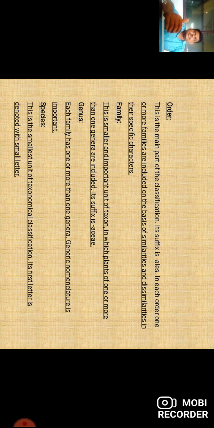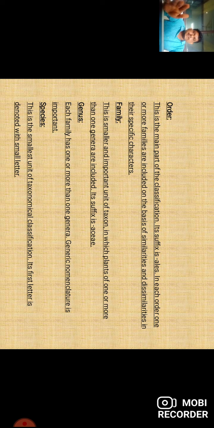Next point is order, which you know very well. This is the main part of classification, and its suffix is -ales. In every order you can find the suffix -ales after the plant name. In each order, one or more families are included on the basis of similarities and dissimilarities in their specific characters. Family is a smaller and important unit of taxon in which plants of one or more genera are included. Its suffix is -aceae.